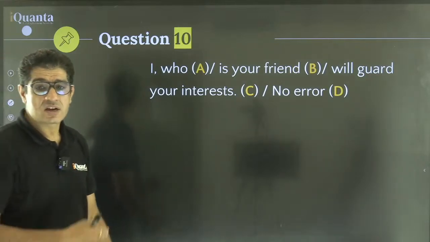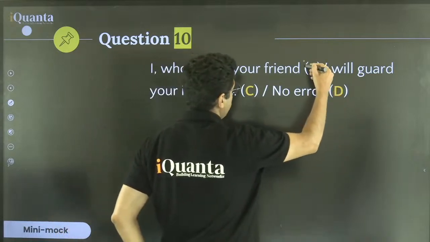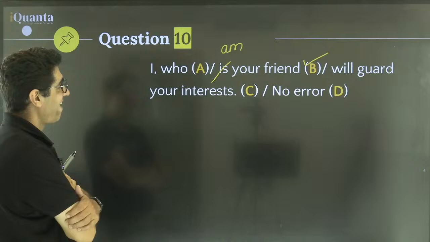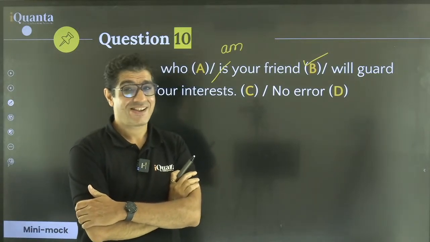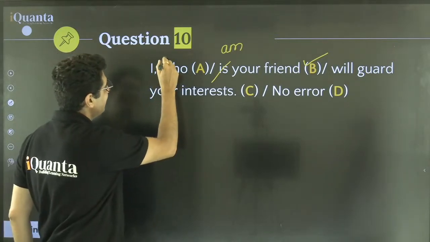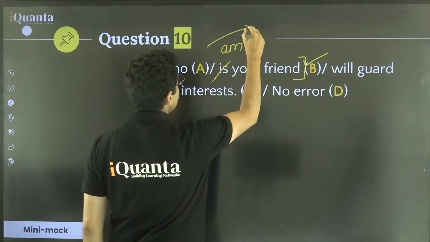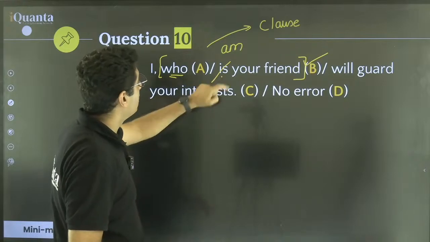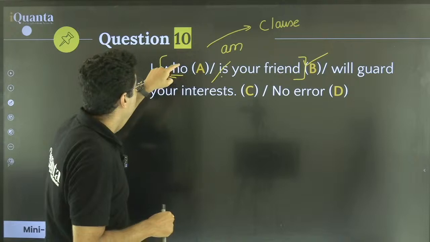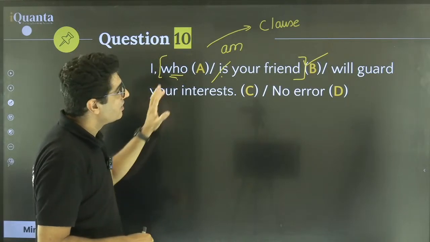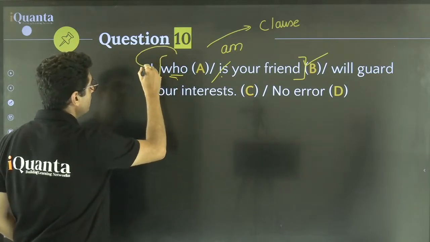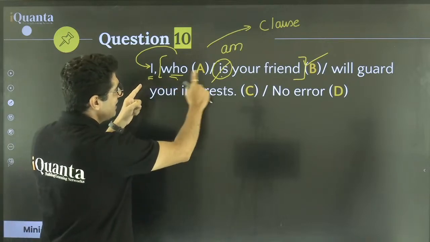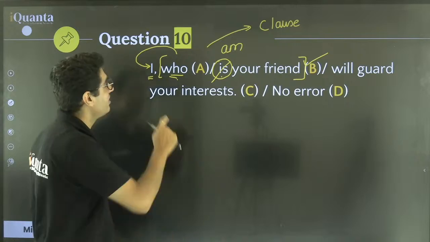Okay, so the correct answer in this particular question is option B, and the reason is instead of "is" it should be "am." You notice this entire part happens to be a clause. When a clause starts with "who," the verb agrees with the noun that this pronoun "who" refers to. In this case, "who" is referring to "I." So this verb should agree with "I." What do we use with I? "I is" or "I am"? I am, and that is why it should be B.